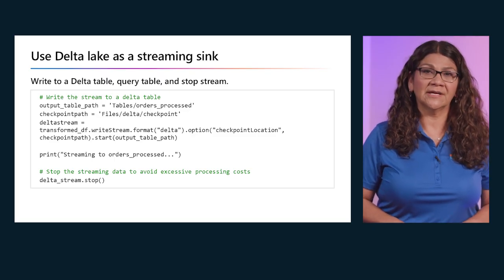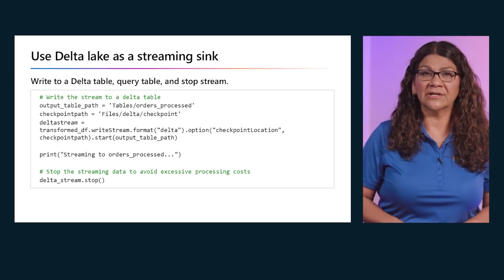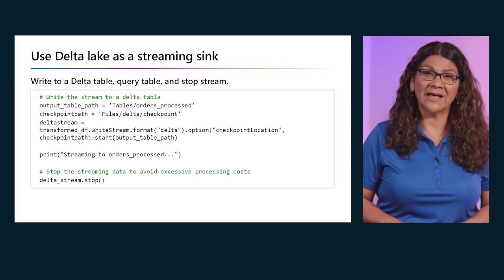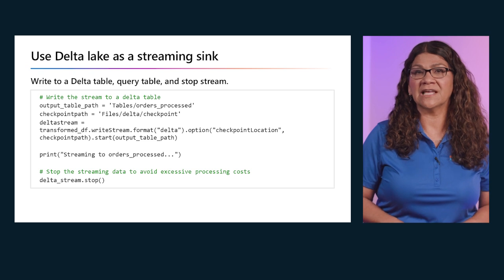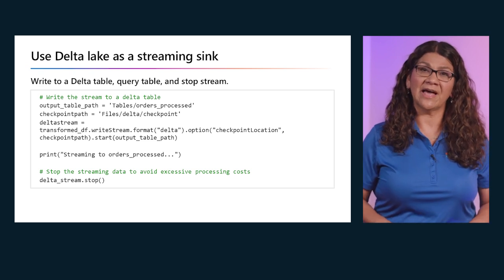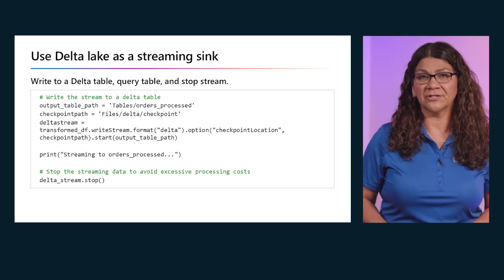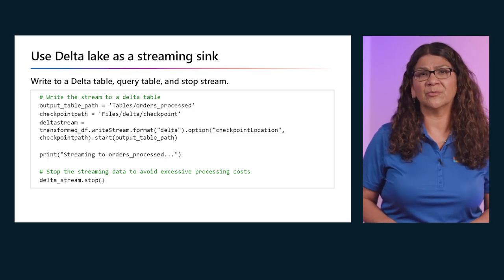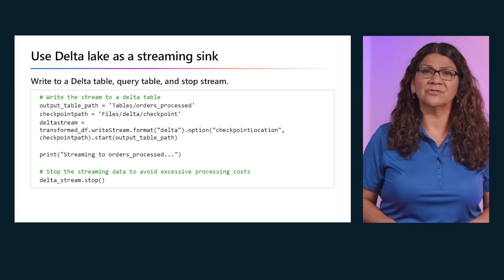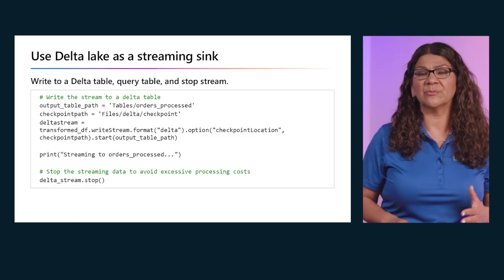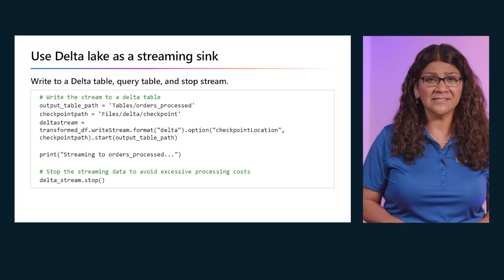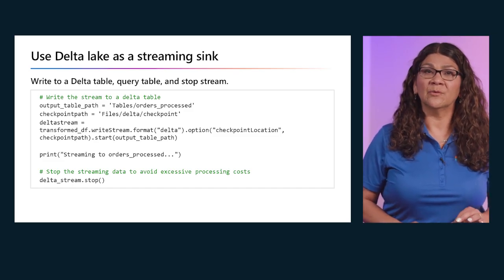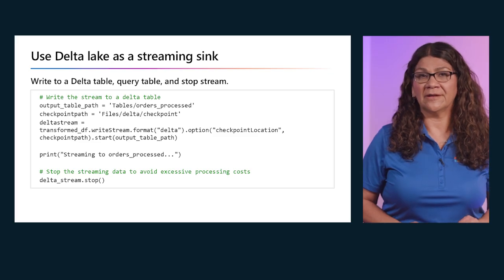Here we see the code writes a streaming data frame to a Delta table. The output table path sets the path where the Delta table will be stored. The checkpoint path sets the path for the checkpoint location, which is used to write a checkpoint file that tracks the state of the streaming process. This file enables you to recover from failure at the point where the streaming process left off. Next, the Delta format specifies that the data will be written in a Delta Lake format.